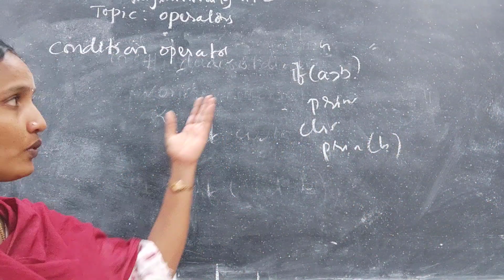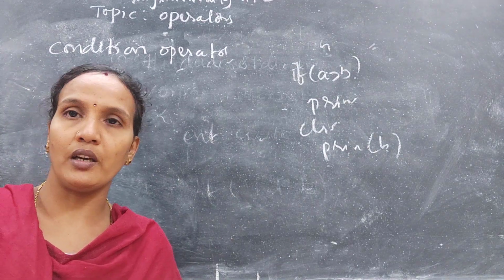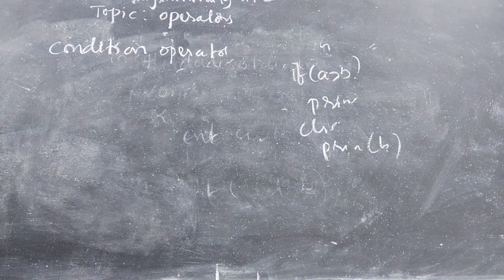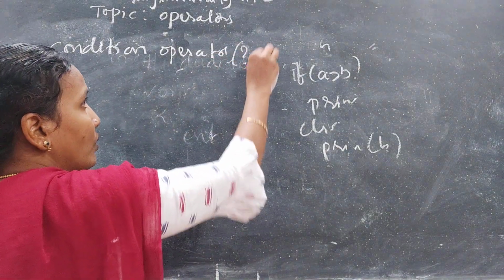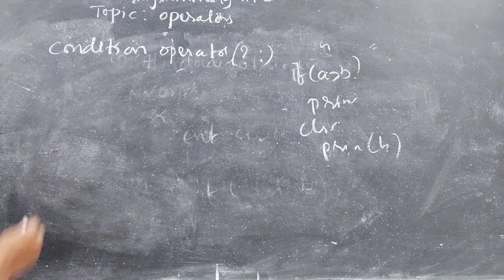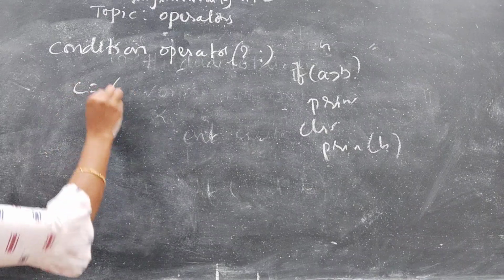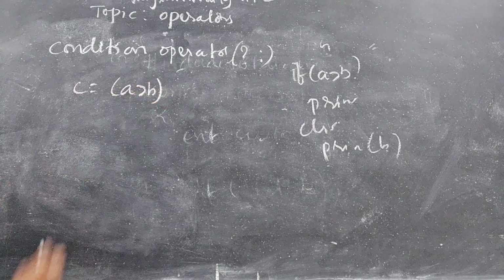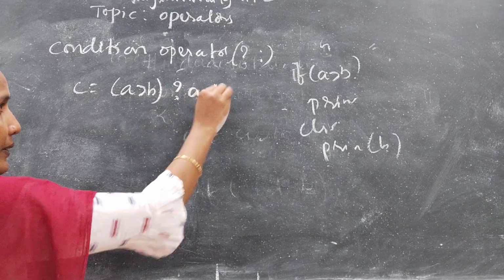So how many lines of code are you writing here? Four lines. The same code can be implemented using the conditional operator. Here we use two operators, the question mark and the colon. We can give the condition: if a is greater than b. For example, c equals a greater than b, question mark a, colon b.